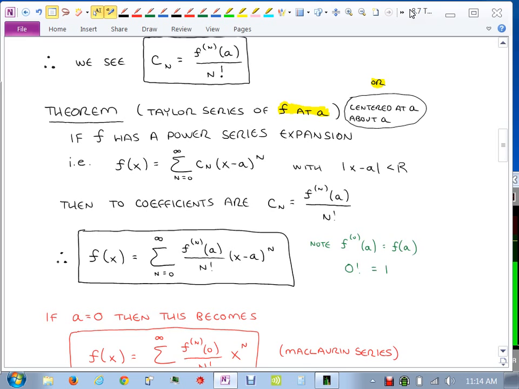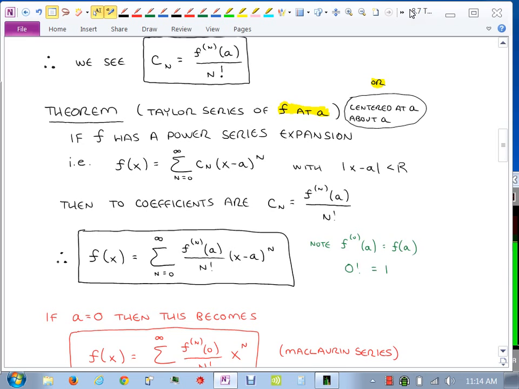And therefore, your function, instead of having that c sub n right here, is now that formula. And that is called the Taylor series expansion of f about a, or f centered at a, or f at a. Centered at a, about a, at a. And this is where I was pointing out. Notice that when you plug in 0, 0 means the 0th derivative, which means no derivative, which means the function itself.